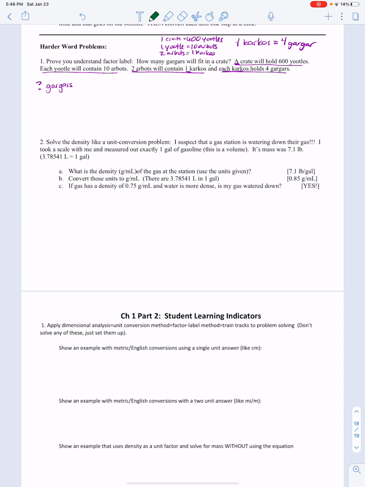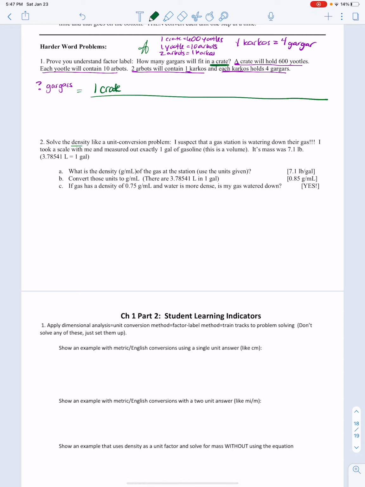You're going to know how many will fit in a crate. Now, isn't that tricky? You're going to start with a crate, which is 1 crate. Go ahead on your own. Use all those conversions up in this section and get it to a gar-gar. I'm going to go ahead and help you start the second one. And you're going to work these problems on your own.